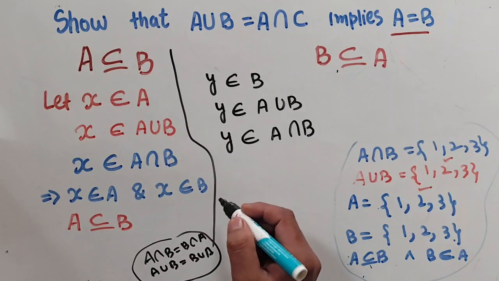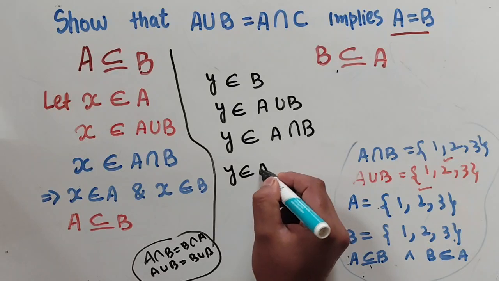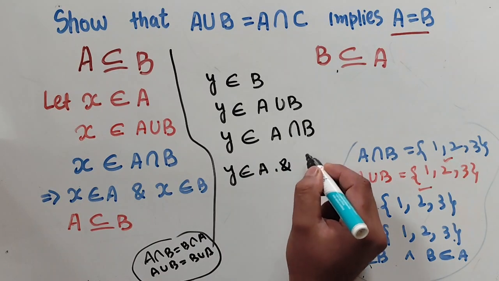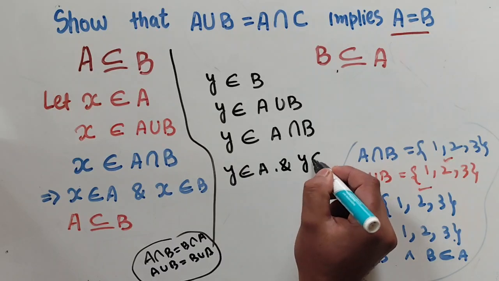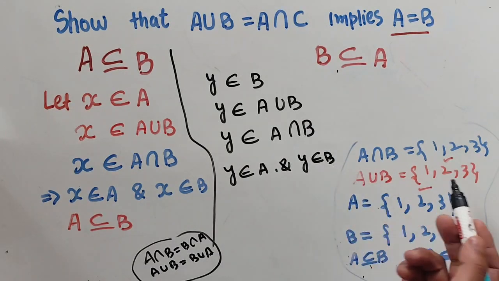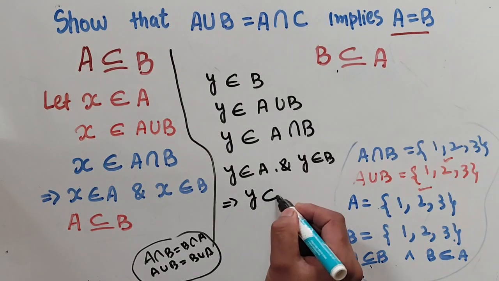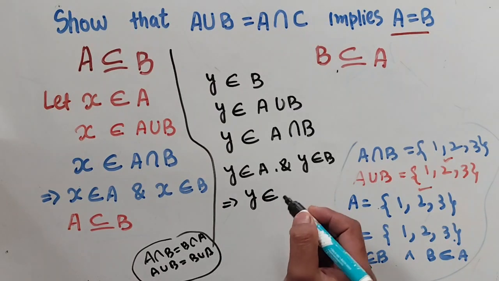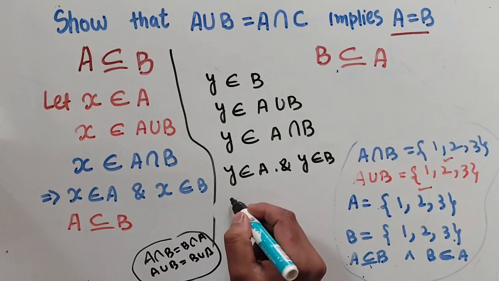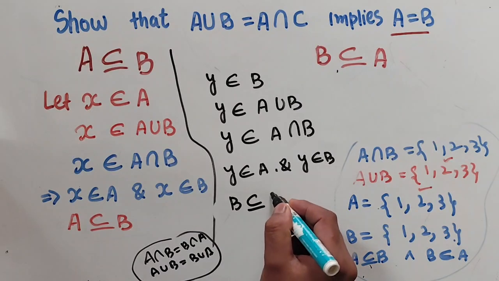If this is the case, that implies Y will belong to A and Y belongs to B. Again, if Y belongs to A, Y belongs to B, that implies Y is in A, that is B is the subset of A.